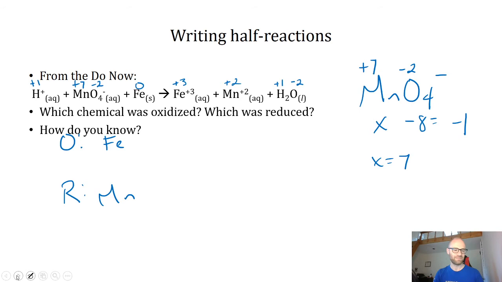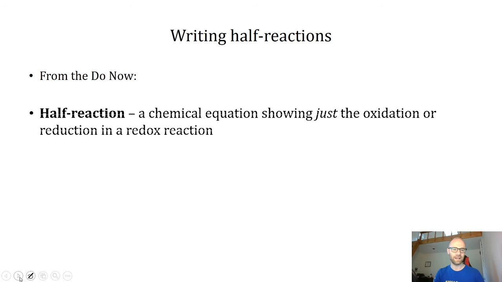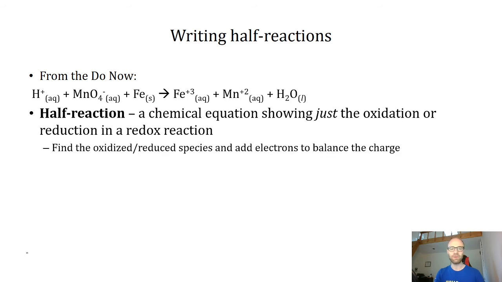But, well, how do you know? Well, this went from 0 to +3, and this went from +7 to +2. So maybe already you're getting some ideas of how to balance it, but that's okay. We're going to define a half reaction as a chemical reaction showing just the oxidation or reduction in a redox reaction. It might feel like even less than half a reaction, but that's okay.